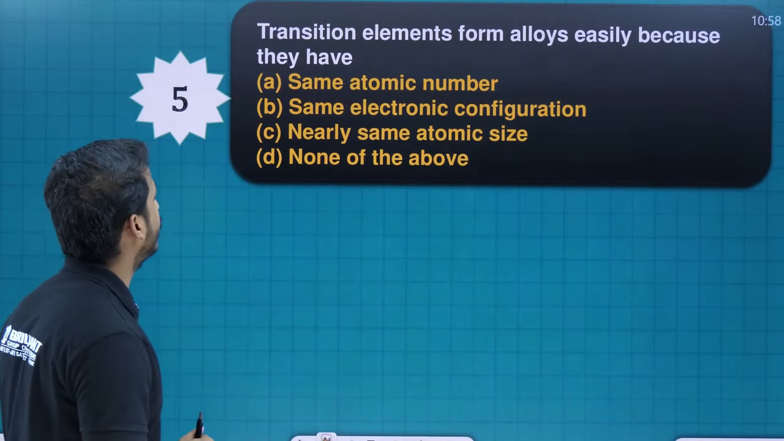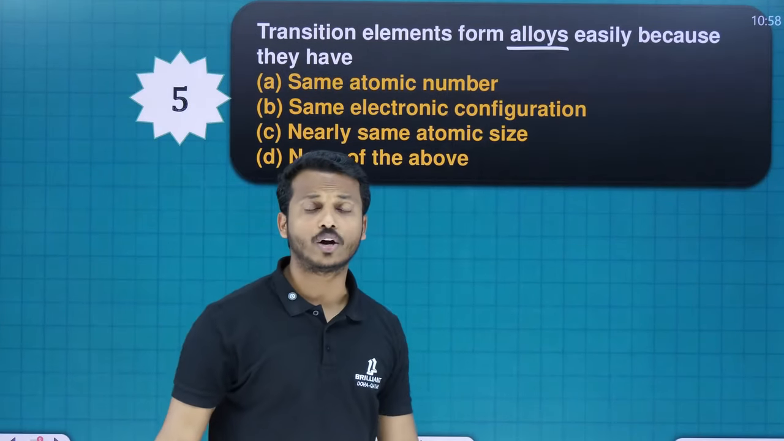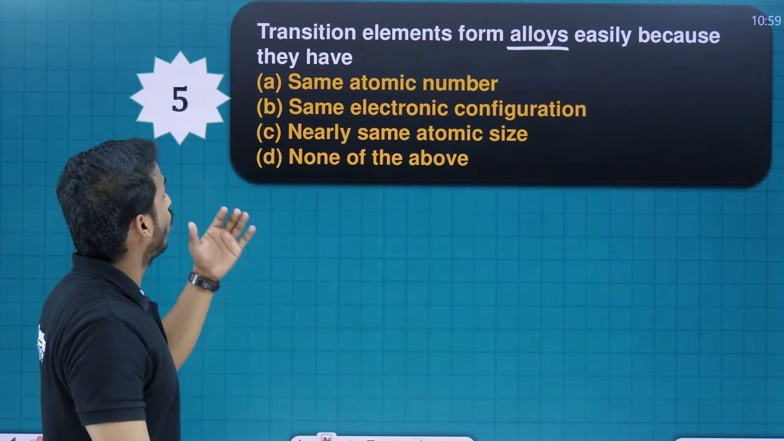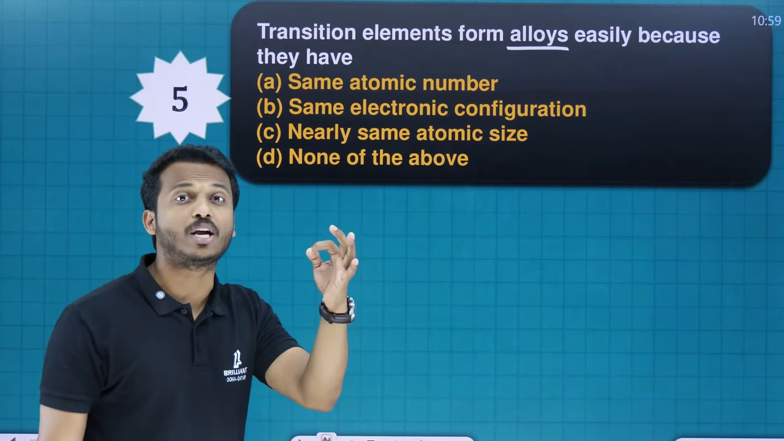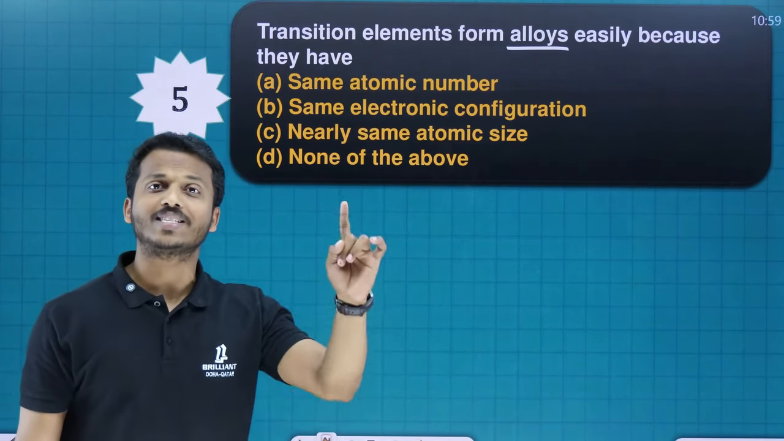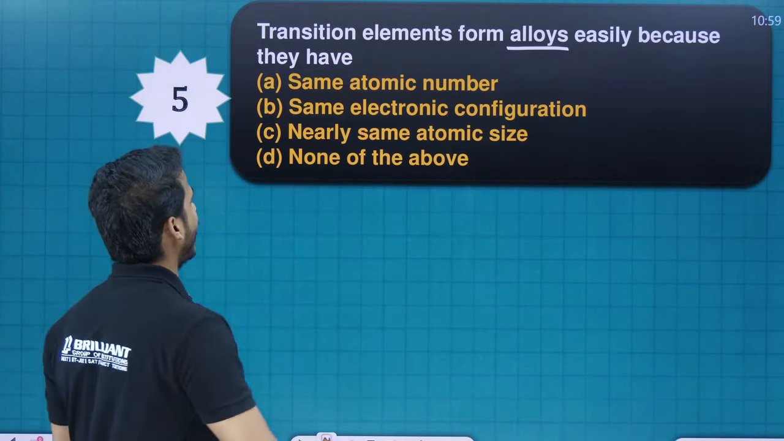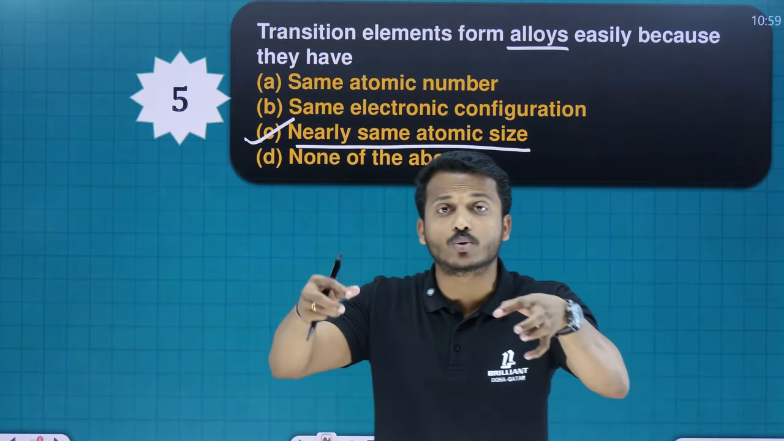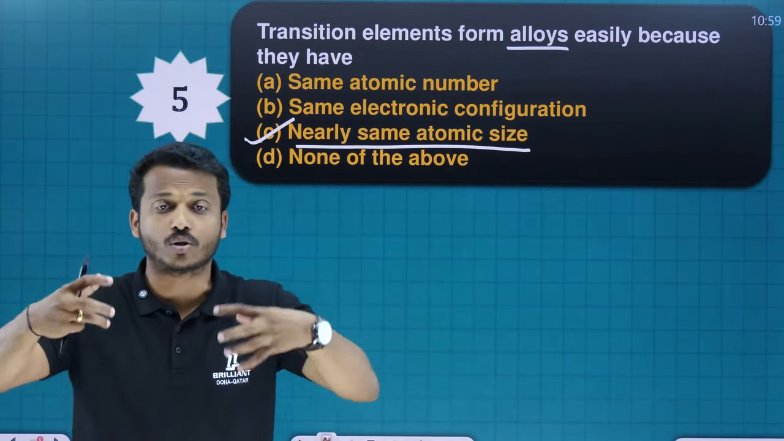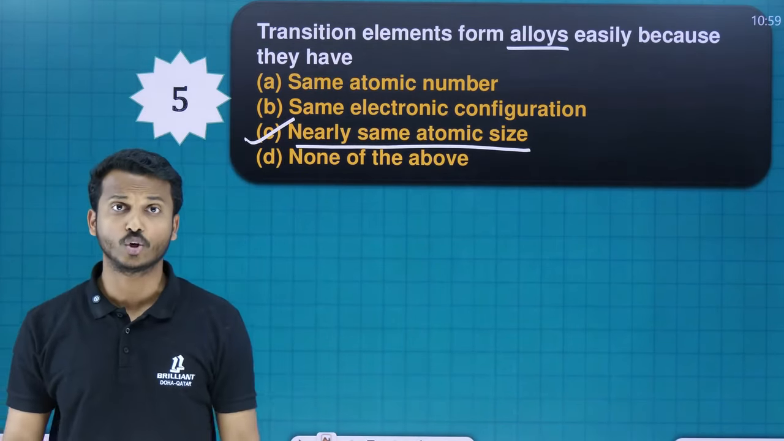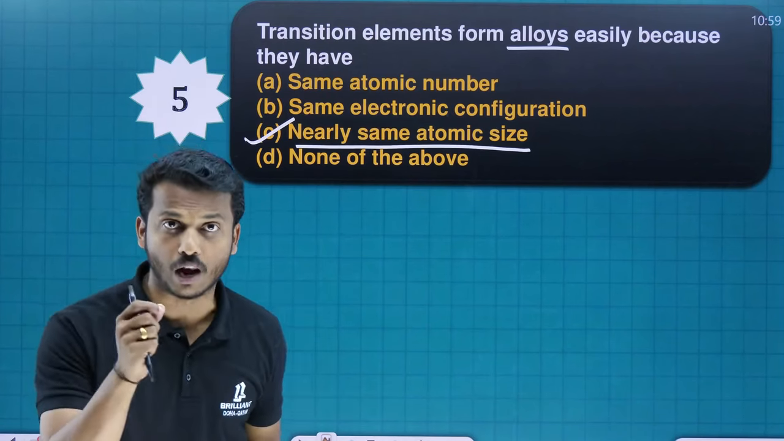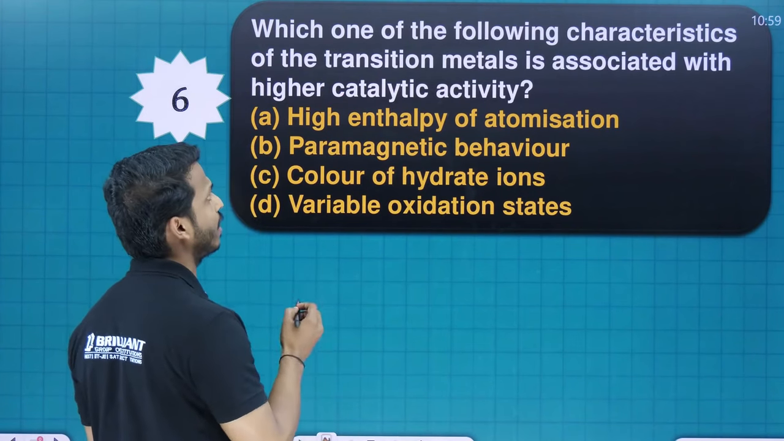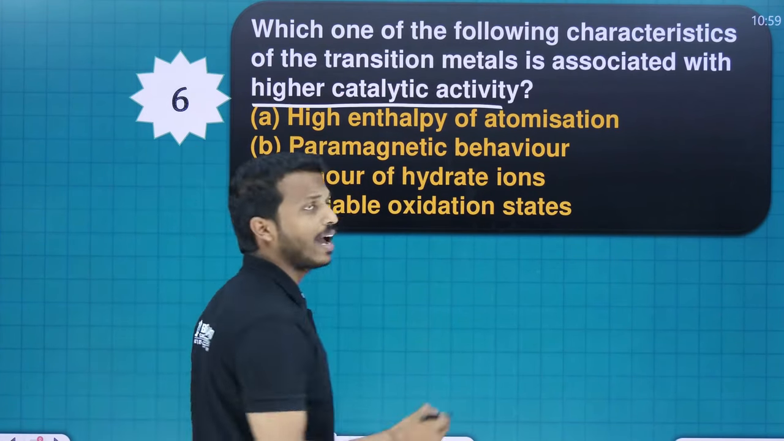Ready? Next one. Transition element form alloys. What do you mean by alloys? It's a mixture of two or more metal or metal and non-metal, right? So transition element form alloy easily because it's a question for exam. Why transition elements form alloys? Dear, the answer is they have nearly same atomic size. Because they have same atomic size, one metal can replace another, so they can form a homogeneous mixture. So due to the similar size, they form alloys.